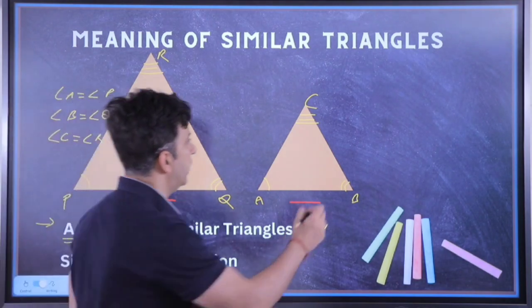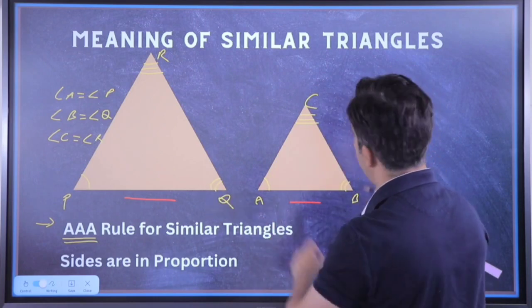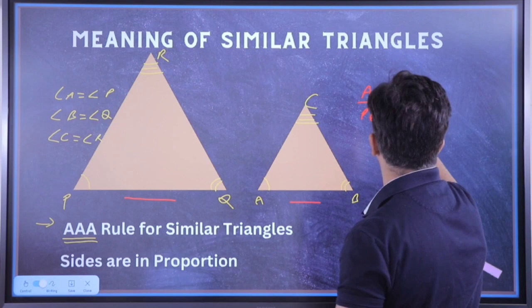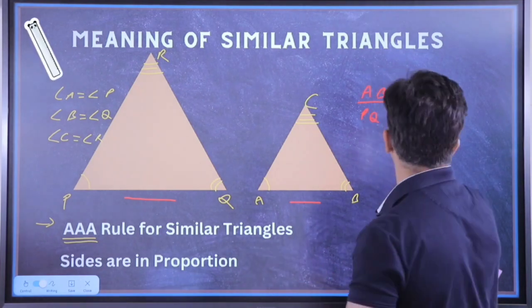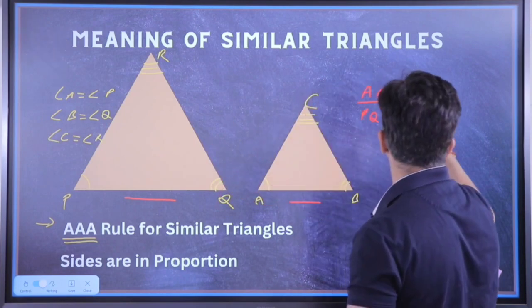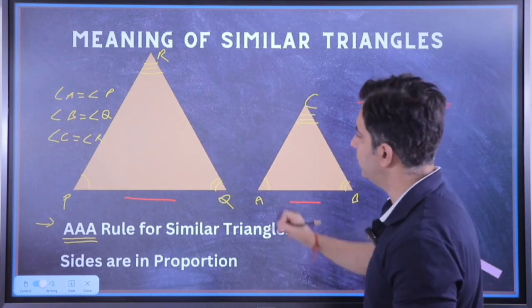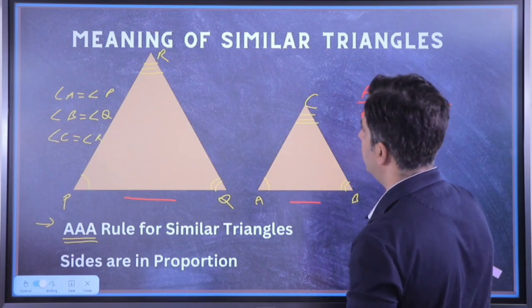So we can directly interpret that AB upon PQ would be the same as AC upon PR, and this would be the same as BC upon QR.